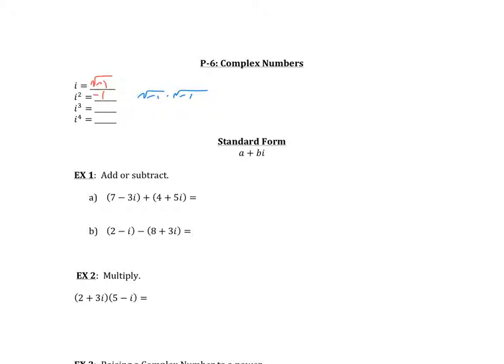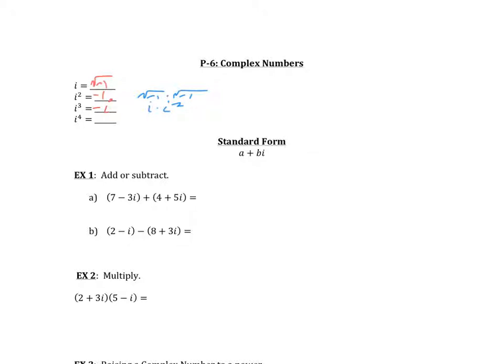Then i cubed is i times i squared. So if i is i, and i squared is -1, we're just going to take i times -1, because i squared has a value of -1. So what's -1 times i? -i. So i cubed is -i.